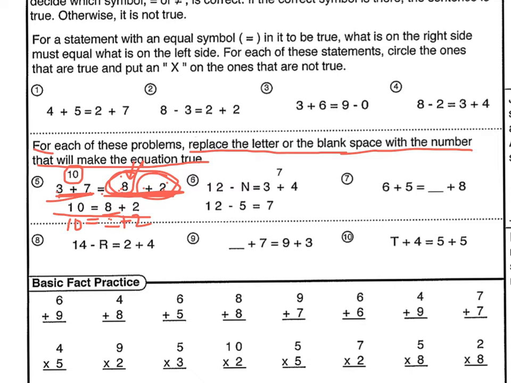Okay, let's try number 12 together. Well, it's already done for you, so that's a no-brainer. Okay, 12 minus n equals 3 plus 4. And n just simply means missing number. It just is like having a blank. 3 plus 4 is 7, so this whole side over here is 7. That means that this side over here has to be 7.